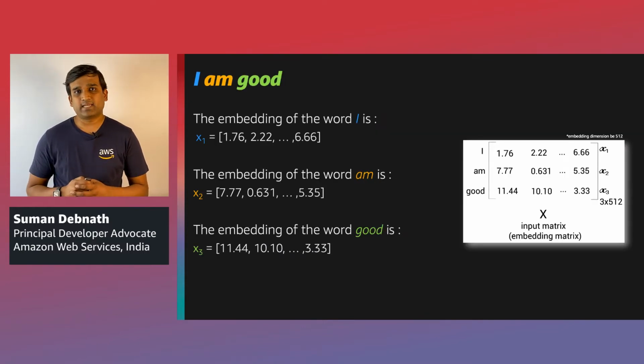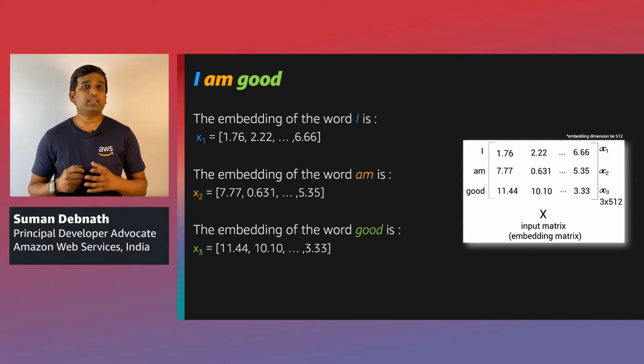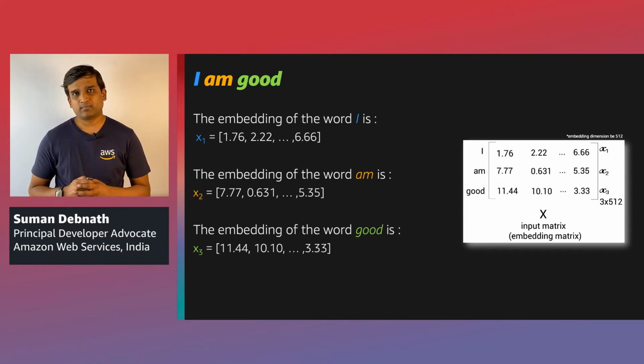Suppose our input sentence, or the source sentence, is I am good. First, we get the embedding of each word in the sentence, as we can see here. Note that embeddings are just the vector representation of the word, and the values of these embeddings will be learned during the training process. Let's assume the embedding dimension is 512. Then our input matrix X will have a dimension of 3 cross 512, as we have 3 words in the sentence.